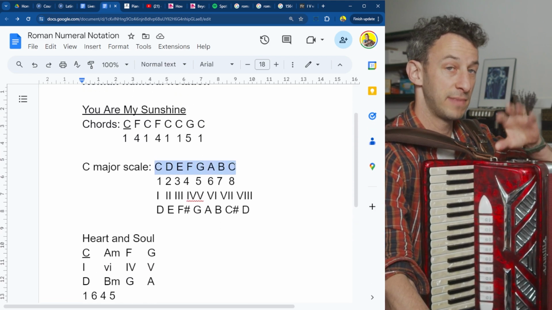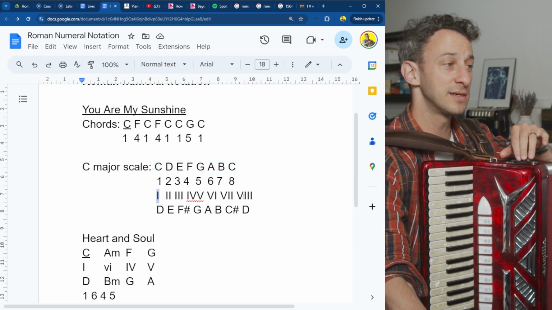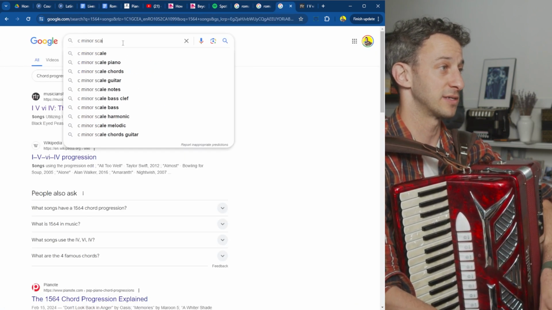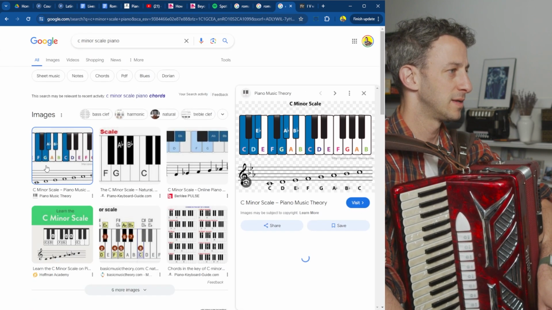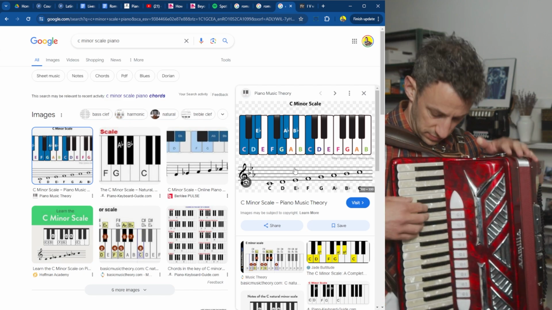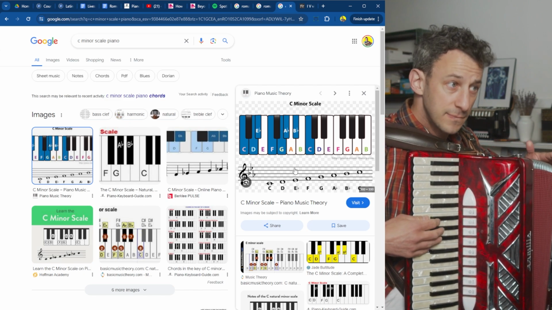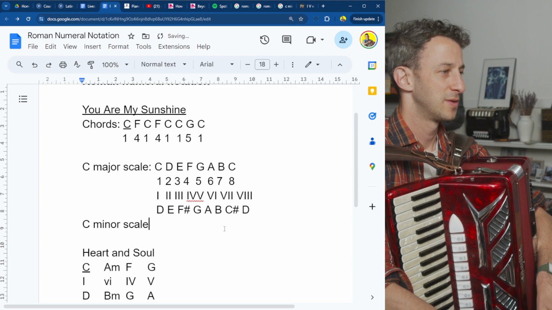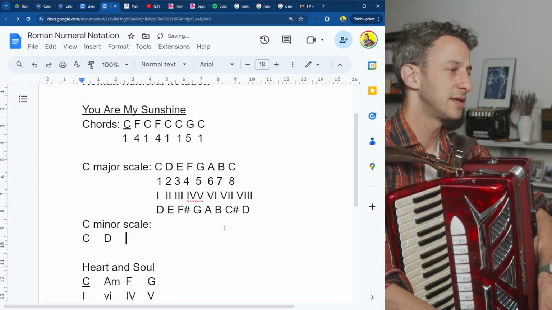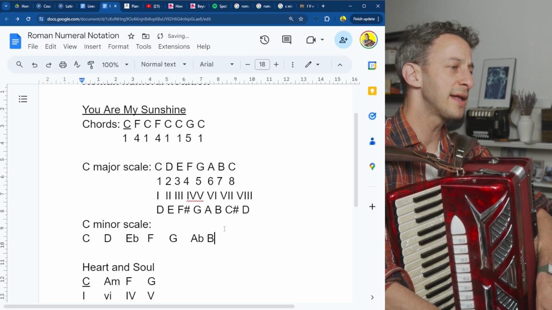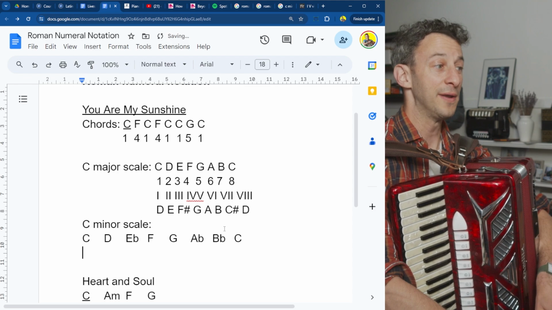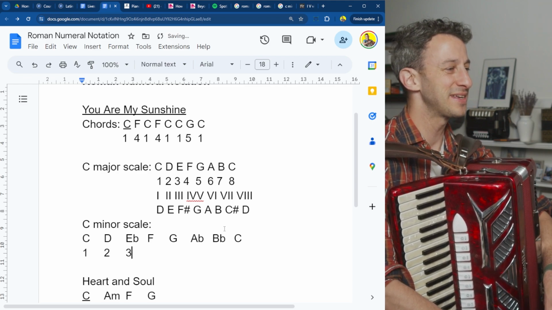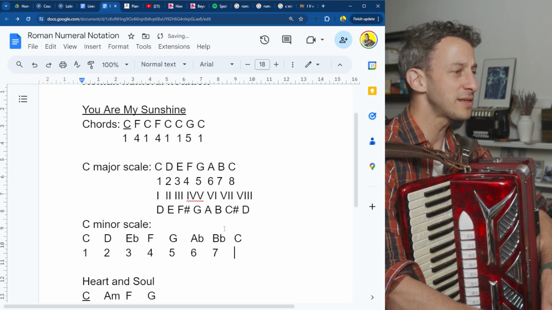We write out the scale, major or minor. If the 1 is a minor, then we write out a minor scale. And that's over here. Let's do a C minor scale. This will be the last example. C minor scale, we said, is C, D, E flat, F, G, A flat, B flat, C. We'll do this as a minor: 1, 2, 3, 4, 5, 6, 7, 8.